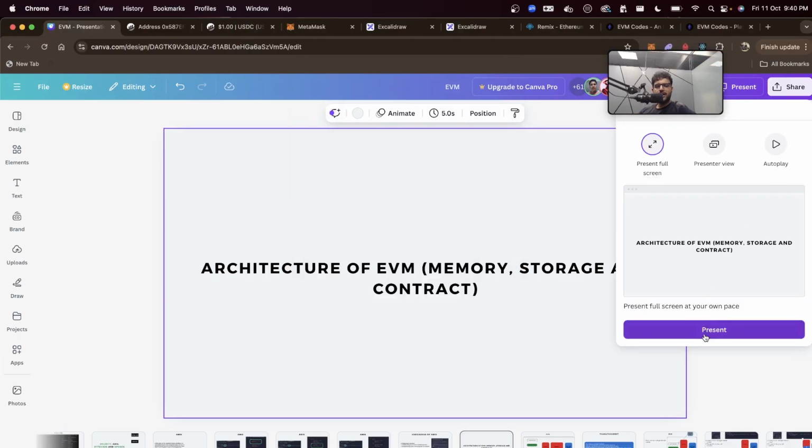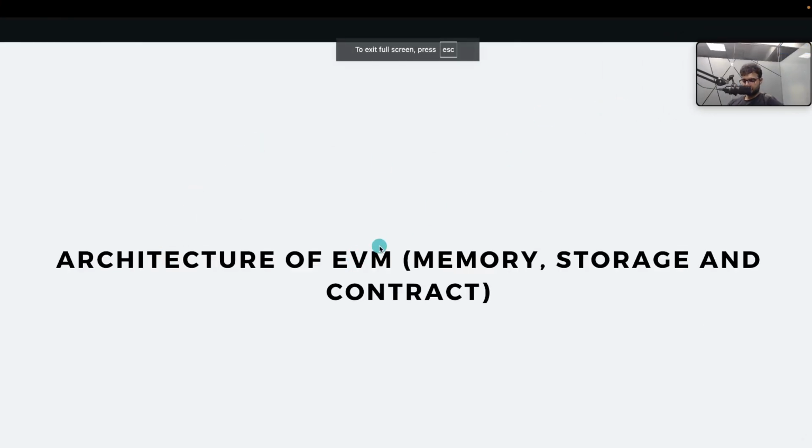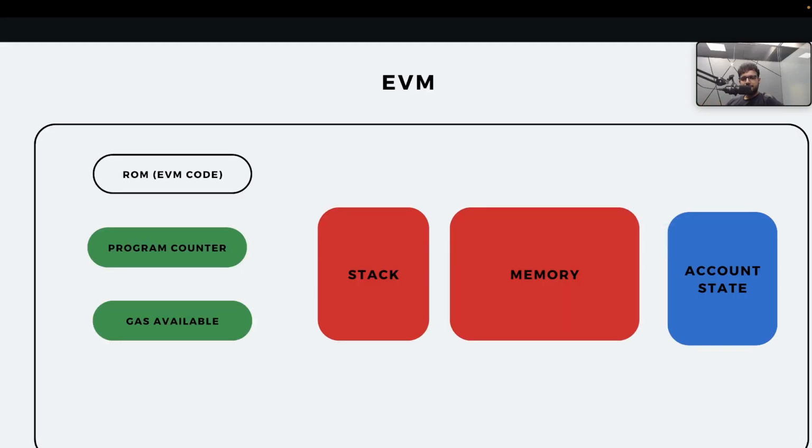I'll try to take it slow and understand the architecture of the Ethereum virtual machine. Specifically, the things we want to understand are memory, storage, and contract. Memory and storage, and maybe stack. Alrighty. The clients that I showed you a while back, the Ethereum client, I was saying there is a Go Ethereum client, the C++ Ethereum client. They all implement code like this under the hood.